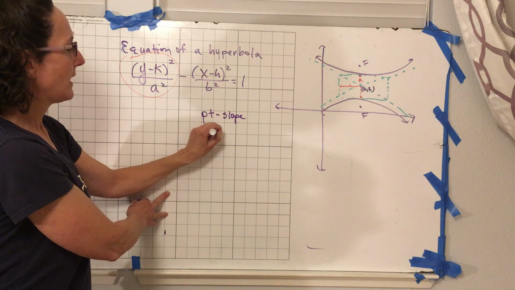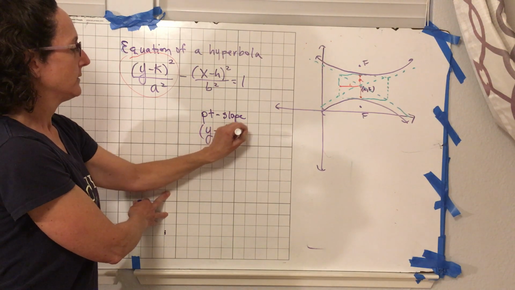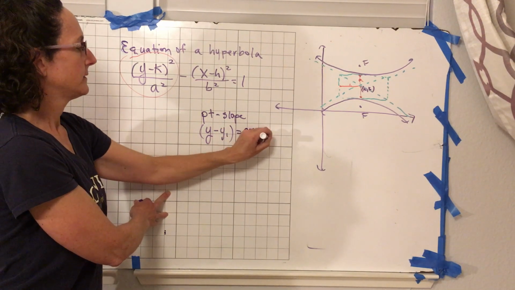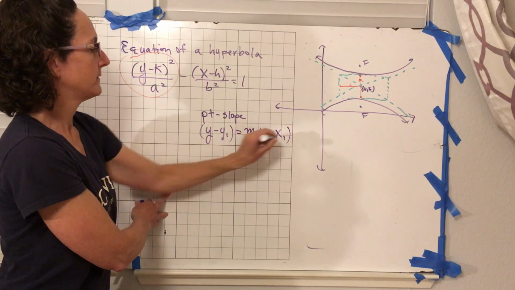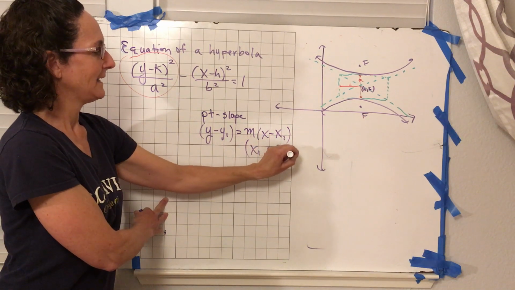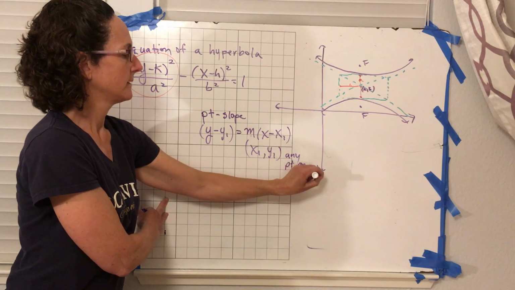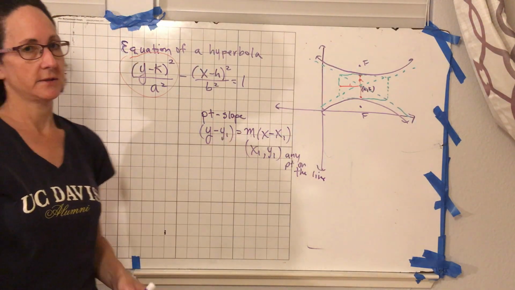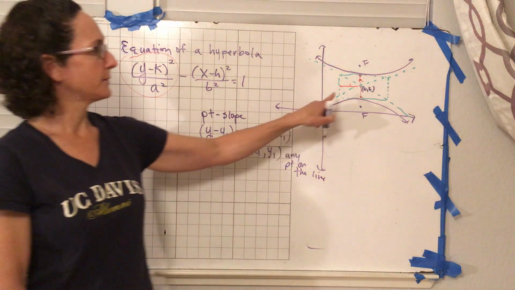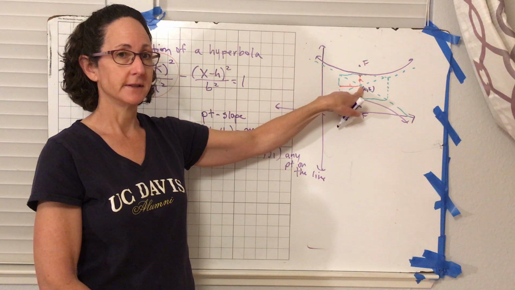Point slope says y minus a y value equals slope times x minus an x value. So x1 and y1 would just be any point on the line, okay? And then of course m is the slope, okay? Well, here's the good news. When we do these asymptotes, the asymptotes are always going to go through the center, like every single time.